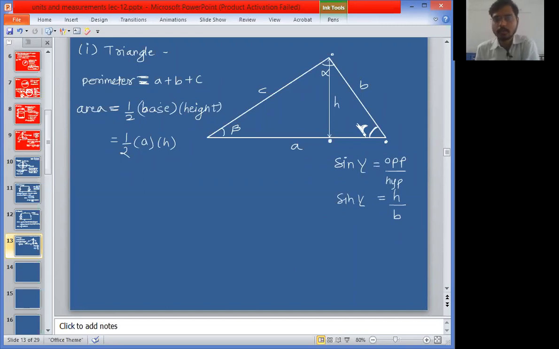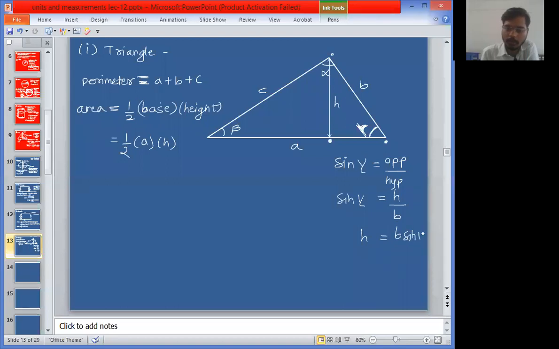Sine gamma is opposite upon hypotenuse. Opposite side is H, hypotenuse is B. Okay sir. So sir, what is H? I will keep H as it is. This B on the left hand side will become B sin gamma.